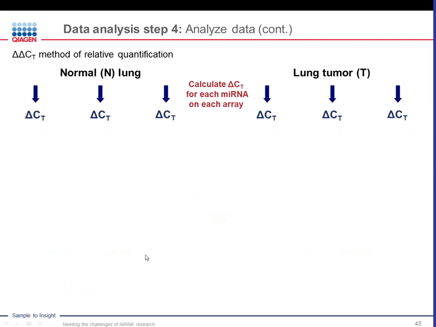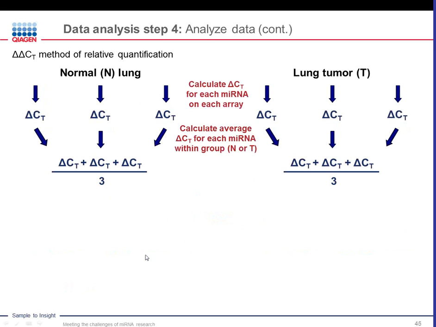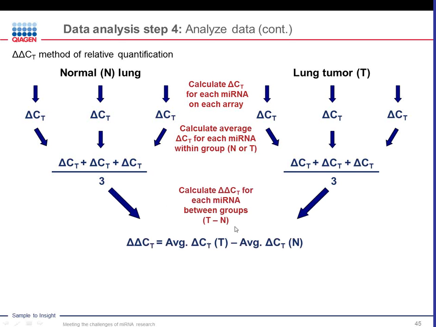So once you've calculated your delta CT, i.e. normalized your CT values, you then calculate the average delta CT for each microRNA within your group. This involves adding the delta CTs and dividing by your number of replicates. From there, you calculate the delta-delta CT for each microRNA between each group and its test versus reference. So in our case, it's delta-delta CT equal to the average delta CT of your tumor minus the average delta CT of your normal.